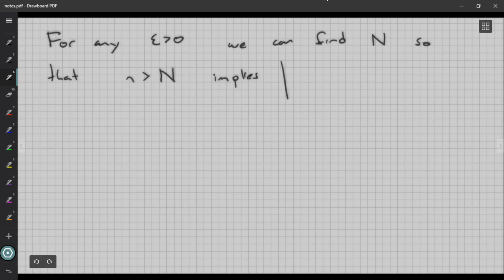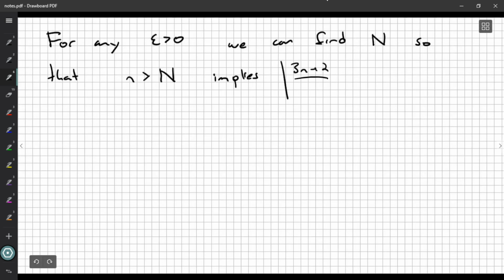So (3n + 2)/(2n - 1). And I'll write the 3 halves rather than the 1.5. So that this difference in absolute value is less than whatever choice of epsilon. We need to show that this is true no matter what epsilon we pick. A good way to approach this: we've got to find the N. That's all the proof is, find the N and show it works. That's all an epsilon N proof is.